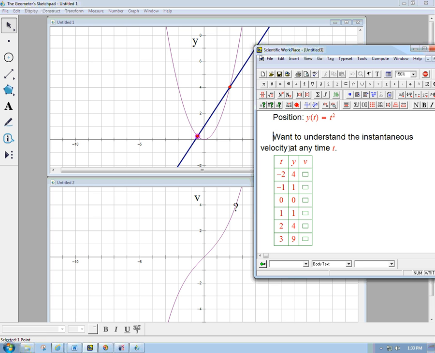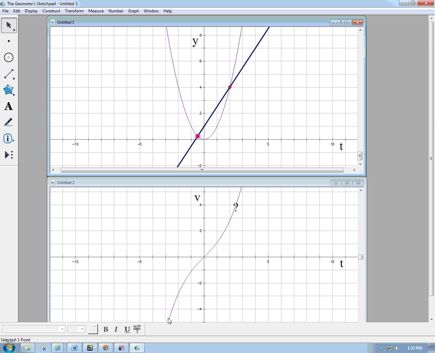So we want to understand the instantaneous velocity at any time. And the big observation that we talked about a bit in class is that that allows us to graph the velocity as a function of time. And we've toyed with that idea a little bit. And so I asked you to just sketch what you thought the velocity looked like.